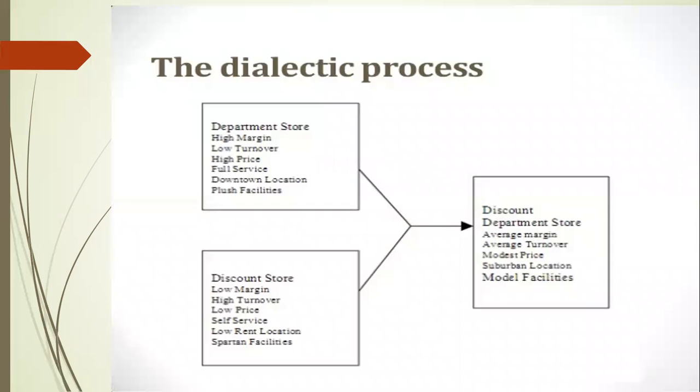If you see here, the dialectic process, the one is department store, another one is a discount store. So department store is high margin, low turnover, high price, full service, downtown location, and plush facilities. But when it comes to discount store, low margin, high turnover, low price, self-service, low rent location, and Spartan facilities. So both together they will adjust into discount department store. That will be the new format. Average margin will be there because it's combined of both the things. Average turnover, modest price, suburban location, okay, and modest facilities. So this will become a dialectic process.